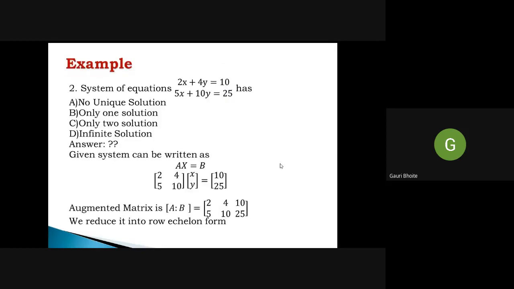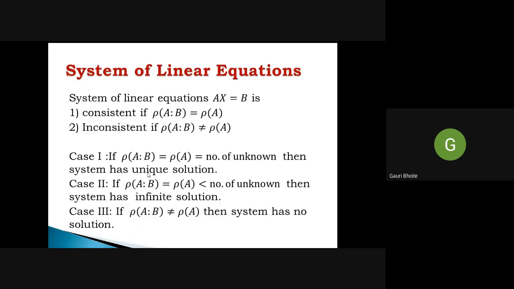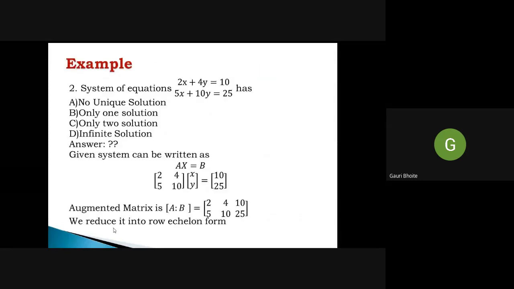If it has a solution, either it has a unique solution, only one solution, or infinitely many solutions. And the third case: if rank of AB is not equal to rank of A, the system has no solution. Okay, so let's see an example.